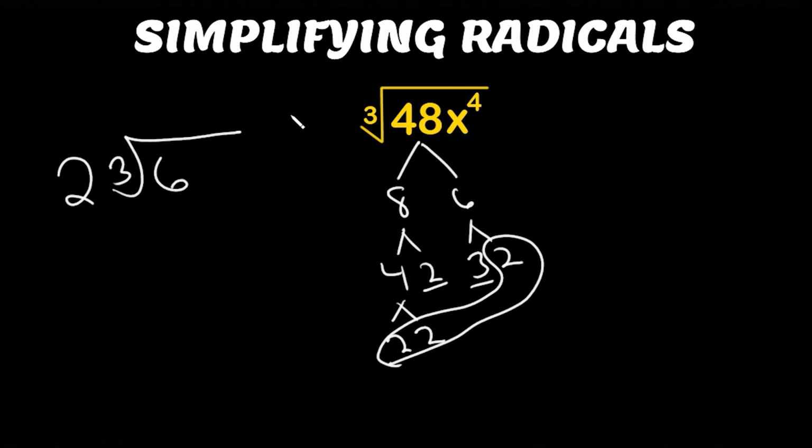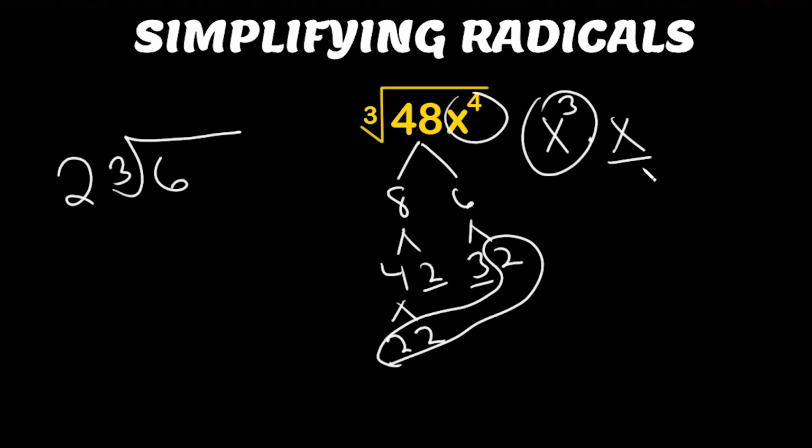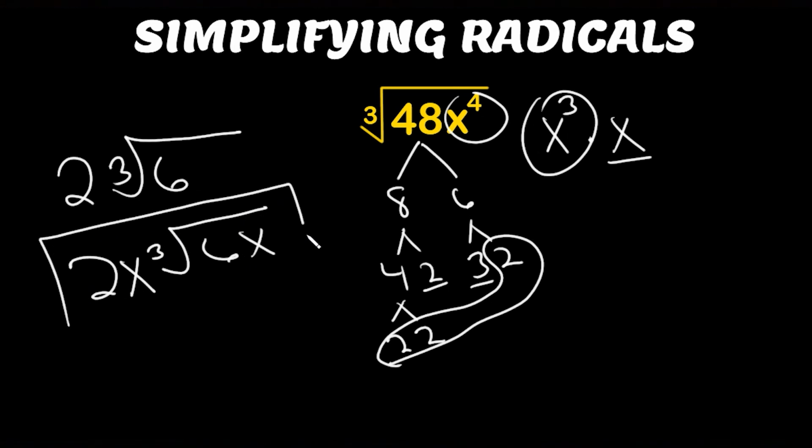And now we can work on our variable right here. So remember, I need 3 of the same thing. I could really rewrite this as x cubed times x. That's the same thing as x to the 4th power. So I can pull this one out. This is going to stay underneath. Let's go ahead and finish this one off now. So I'll have 2, and then I said I can pull out an x, and then I'll have the cubed root of 6, and then x. Done. This right here would be my final answer.